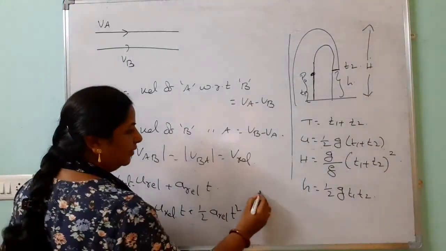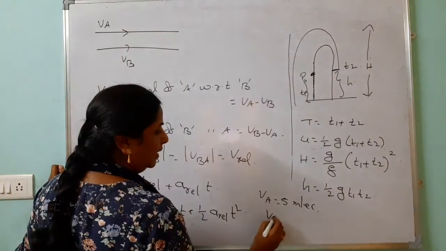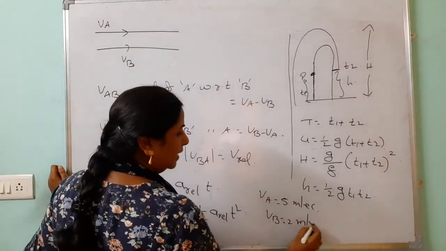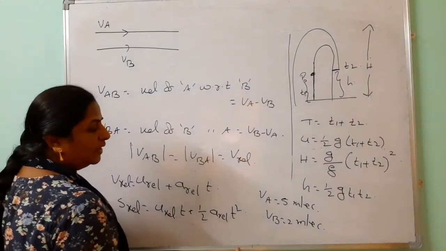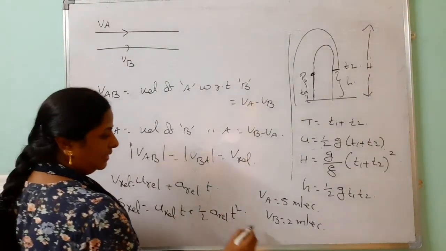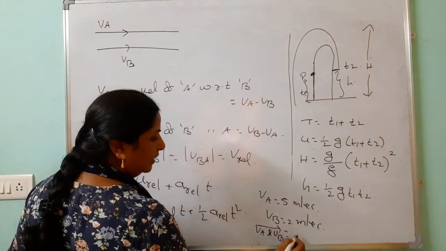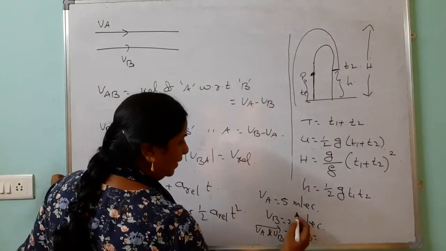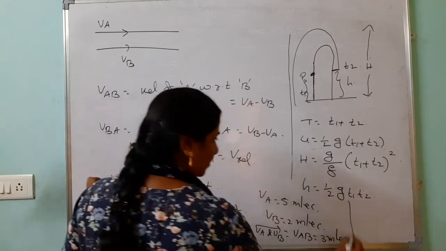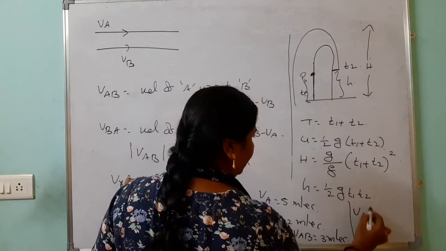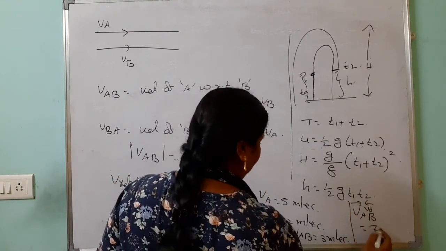See, suppose VA is 5 meters per second. VB is 2 meters per second. If both are moving in the same direction, we take the minus. If both are moving in opposite directions, we take the plus. See, VA and VB are both in the same direction. VAB is how much? 5 minus 2, 3 meters per second. Then, if both are moving in opposite directions, you can add this.